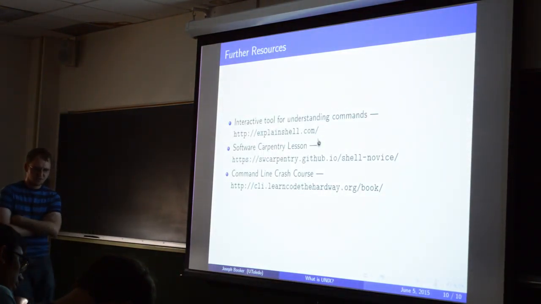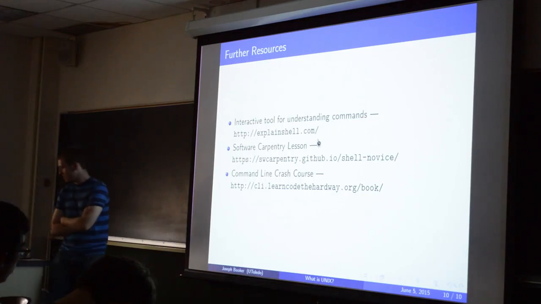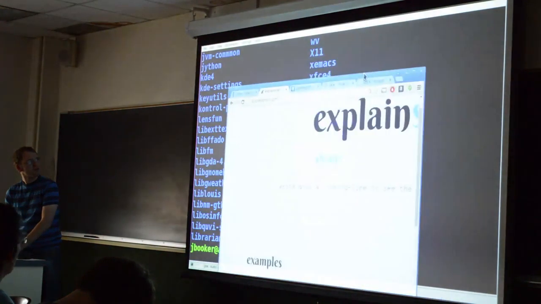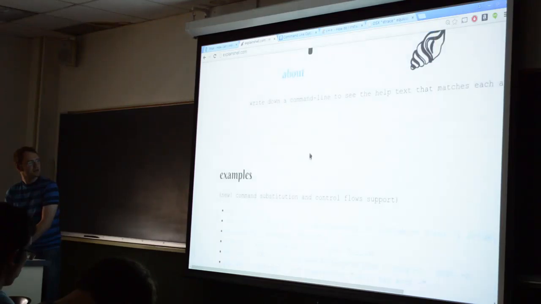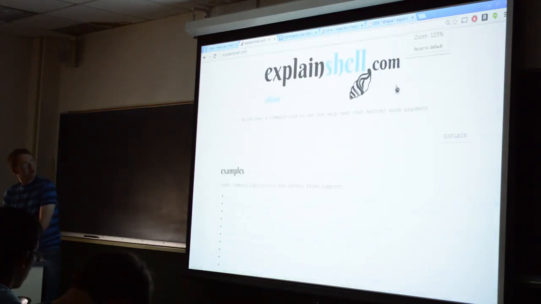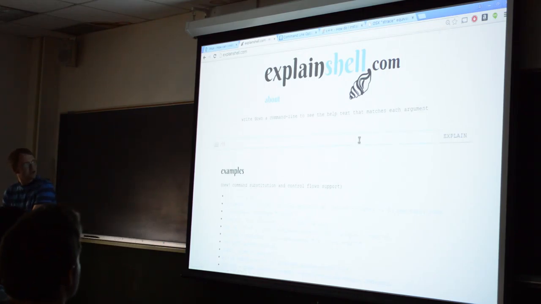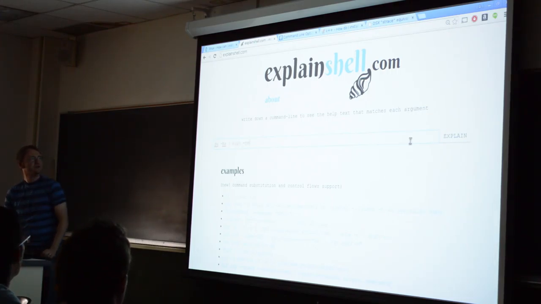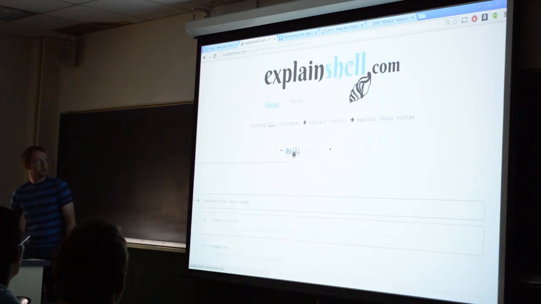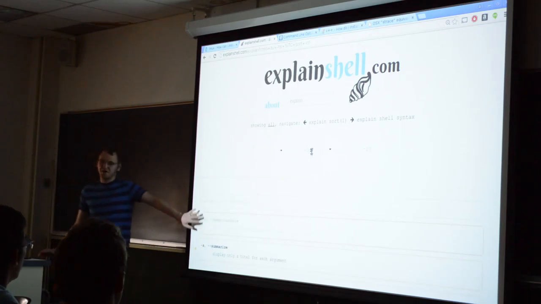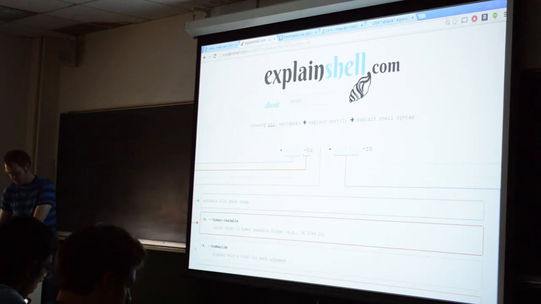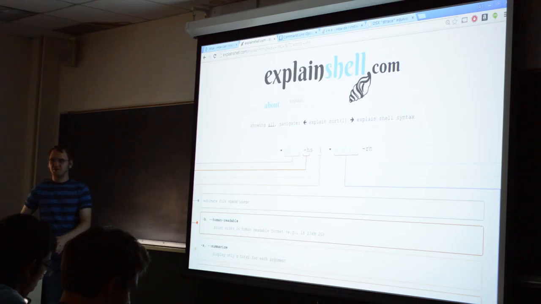I have a couple of references of interesting things on the internet. This is explainshell, kind of a cool looking thing. If you type in something complicated, like let's say I do this, ask it to explain, and it tells you each part of the thing you typed in, like the documentation for it. So kind of a nice tool, nice for seeing what commands do before you actually run them.